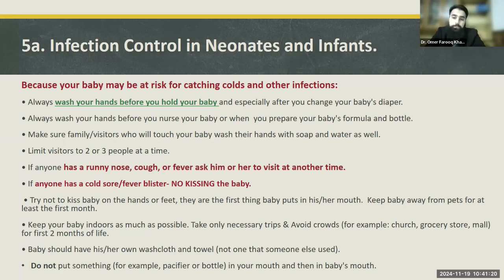So if a visitor comes to see your baby, allow them to see your baby if they're not suffering from flu or any kind of blisters or skin conditions or any kind of cough. Then they are allowed to visit the baby, but it should be made sure that they wash their hands with soap and water before touching the baby. Limit visitors to 2 to 3 people at a time. If anyone has a runny nose, cough, or fever, ask him or her to visit at another time. If anyone has a cold sore, fever, blister, no kissing of the baby.